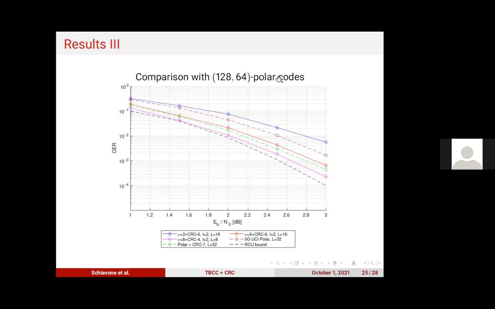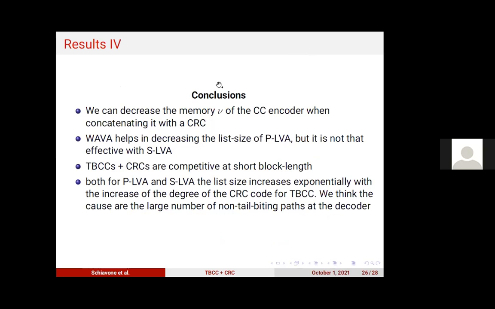Go ahead, Bill. Yeah, I think on the next slide you talked about increasing the degree of the CRC, Riccardo. It ended up exponentially increasing. Let's see, can you go to the next slide? Yeah, the last bullet.